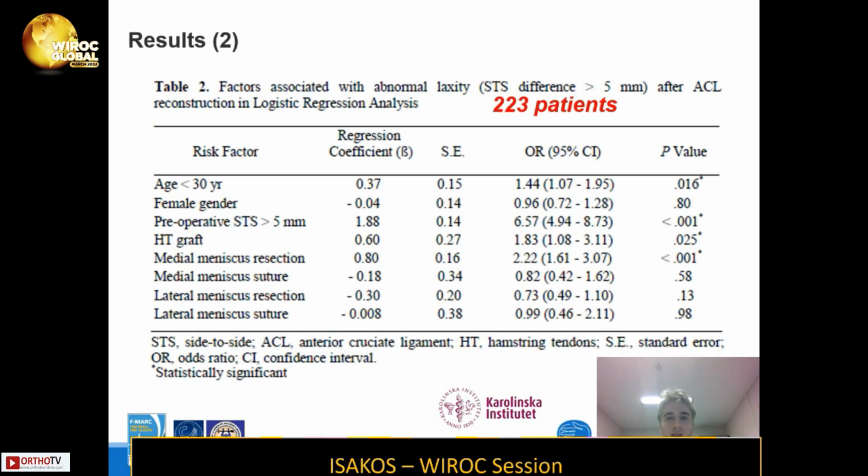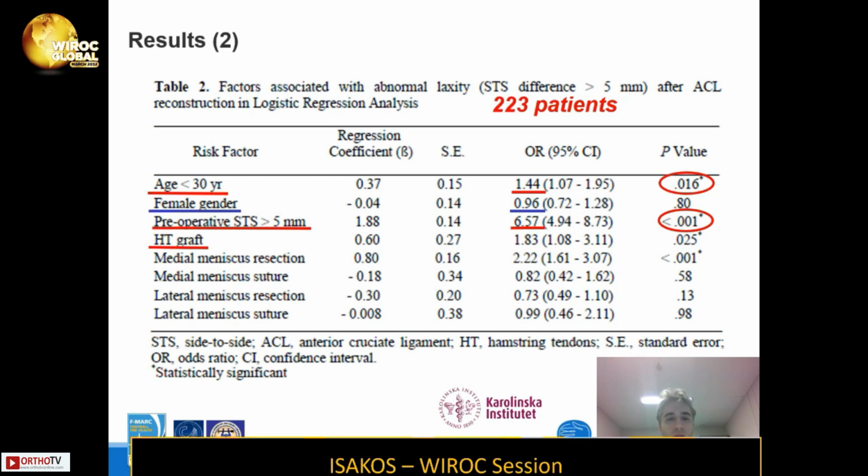We found a total of 223 patients, so about 4% of the entire cohort, having a side-to-side difference of more than 5 millimeters 6 months postoperatively. We found that age less than 30 years was a risk factor. Female gender did not affect the risk. Preoperative side-to-side difference of more than 5 millimeters was the strongest risk factor for having abnormal postoperative knee laxity.